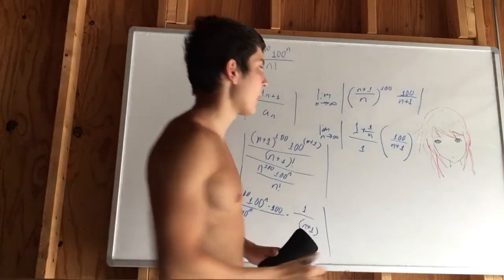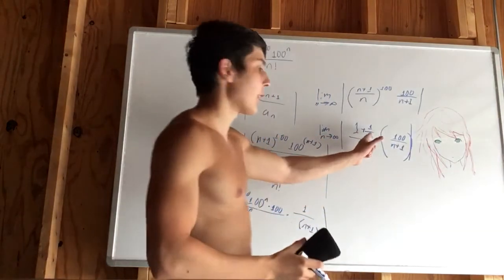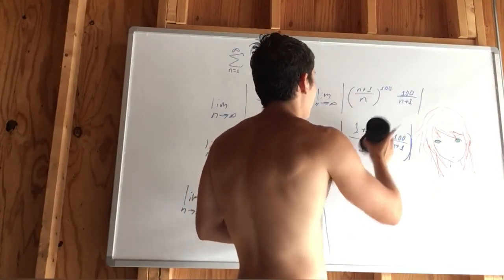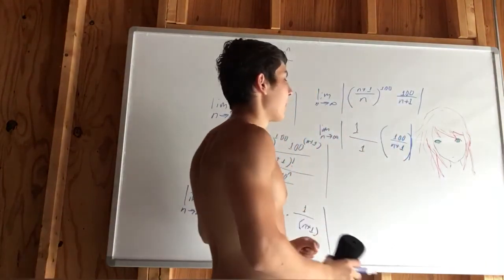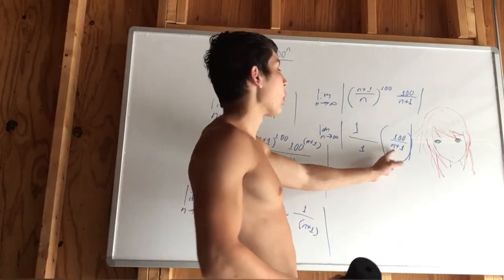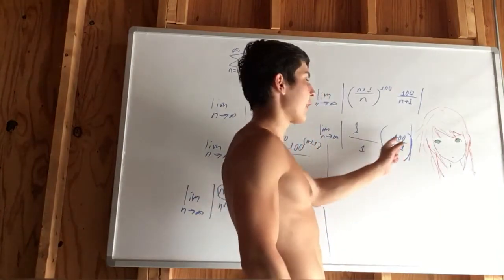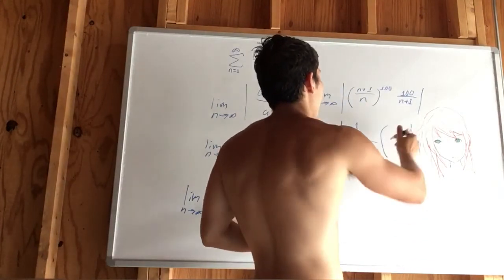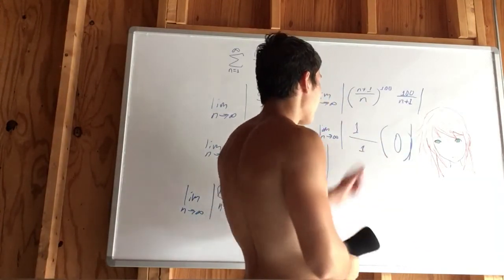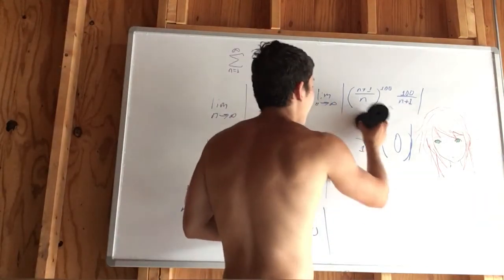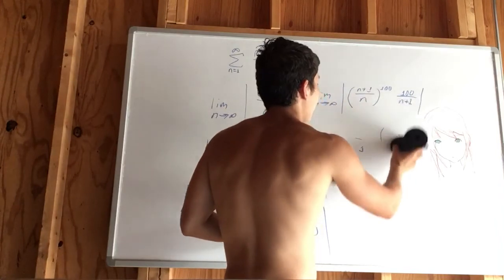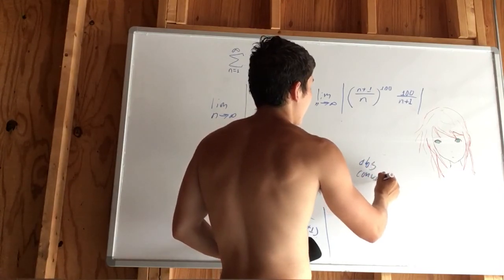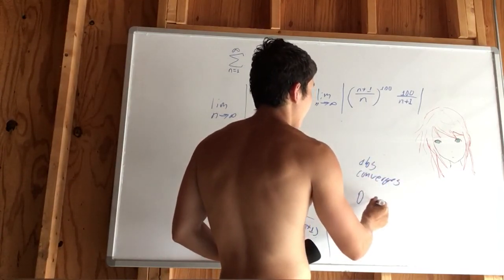And now let's go ahead and plug in infinity. If we plug infinity into here, this becomes a 0. This becomes a 0, and this entire thing becomes a 1. If we plug infinity into here, we get 0 for the whole thing, because we're dividing 100 by infinity, and any number divided by infinity is just going to go to 0. So we have something being multiplied to 0, which is just 0. And 0 is less than 1, so this absolutely converges by the ratio test, because 0 is less than 1.